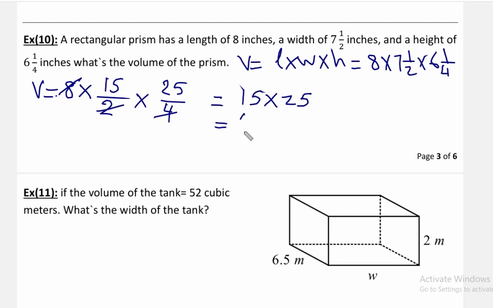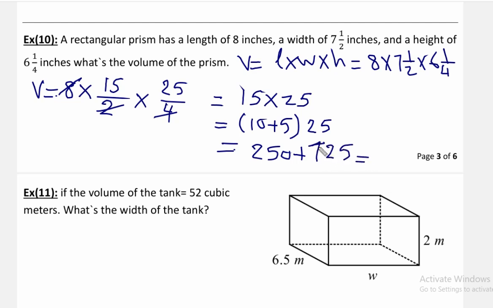You can break 15 into 10 and 5, times 25. 10 times 25 is 250, plus 125, which is 5 times 25. Then we have 375 inches cubed. Okay? It's very easy to calculate. Now, this example.